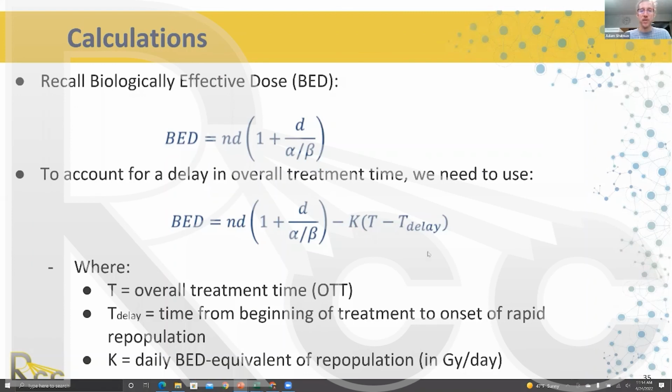So again, recall these equations. Here's your alpha beta term about radiosensitivity, repair, all that good stuff. Here's your repopulation term. Again, the time of delay before the onset of rapid proliferation, repopulation of tumor cells. Here's your overall treatment time. And here's the dose per fraction that you're really losing after this onset of rapid repopulation. So K is the daily BED equivalent of repopulation in gray per day.